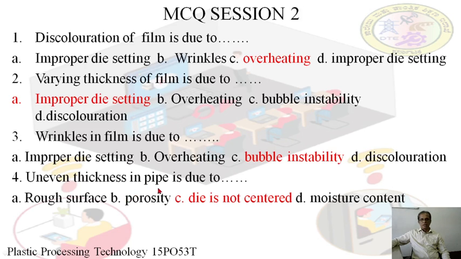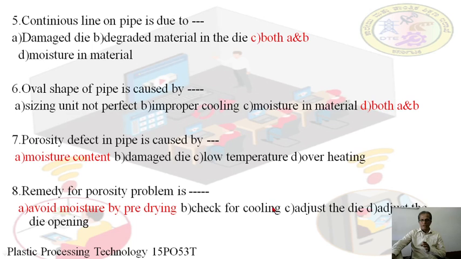Question number 4. Uneven thickness in pipe is due to, this is related to pipe production. Rough surface, porosity, die is not centered, moisture content. So uneven thickness of the wall is due to the die not being centered.